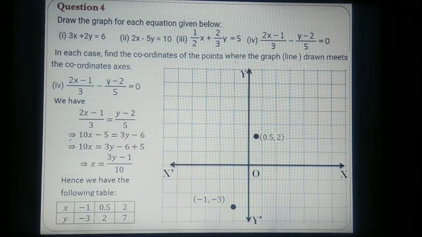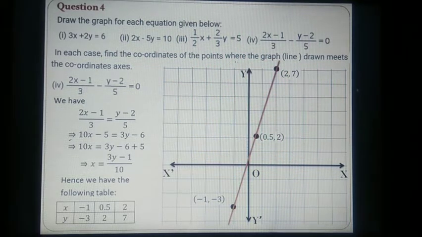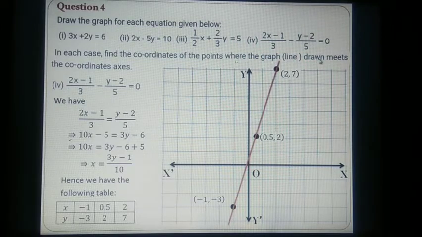Okay, now the last one is 2 comma 7, so 2 comma 7 lies somewhere over there. So again take your scale, align the points and join them with the straight line. Fine. Now the other part of the question says, find the coordinates of the point where the graph or the line drawn meets the coordinate axis.